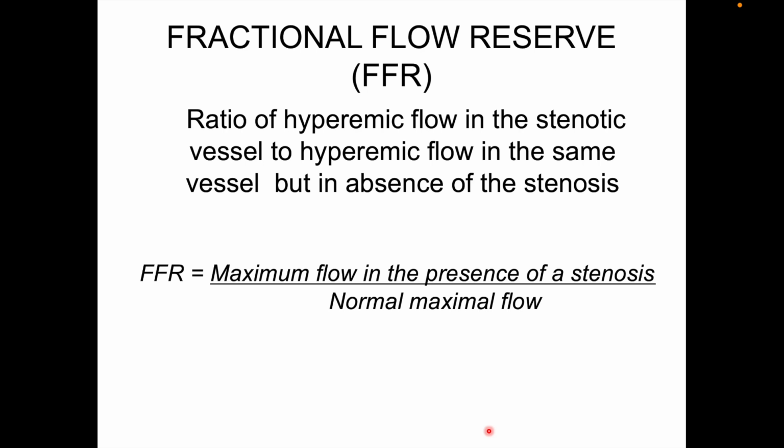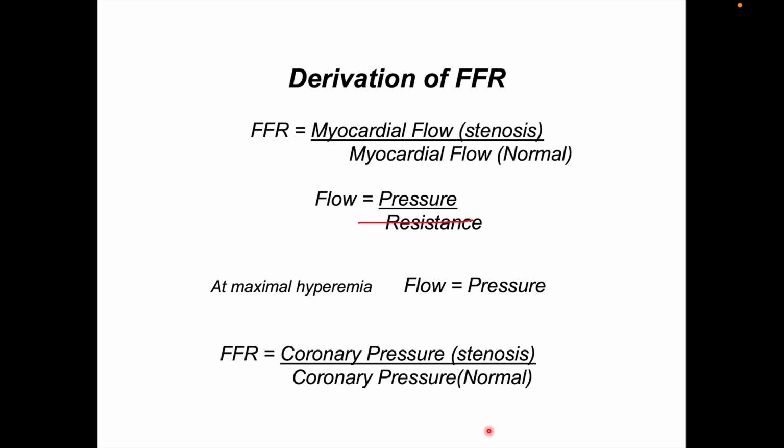see the ratio of the maximum flow that would have gone in the coronary artery if there was no stenosis, versus the flow that is now going across the stenosis. So it's the ratio of these two values. So putting it in equation, FFR is equal to myocardial flow in the presence of stenosis divided by myocardial flow under normal circumstances. Now, we do know that flow is equal to pressure over resistance.